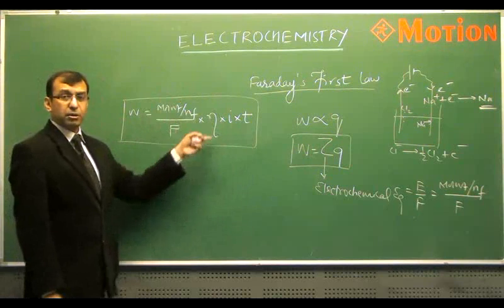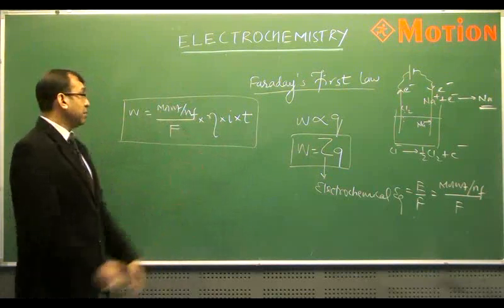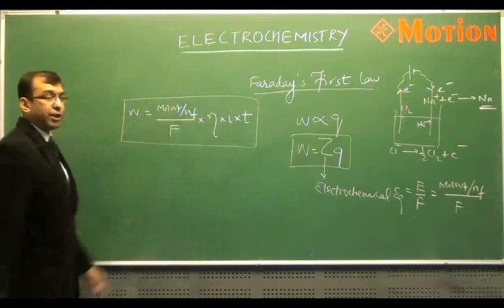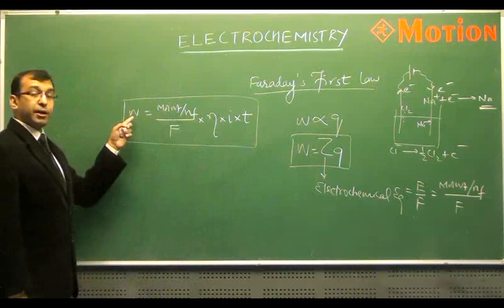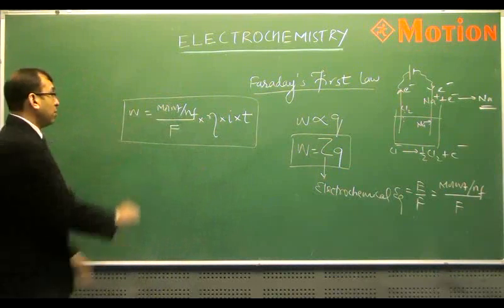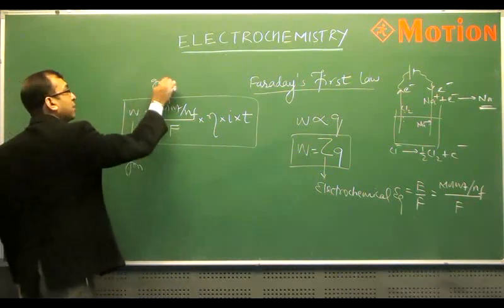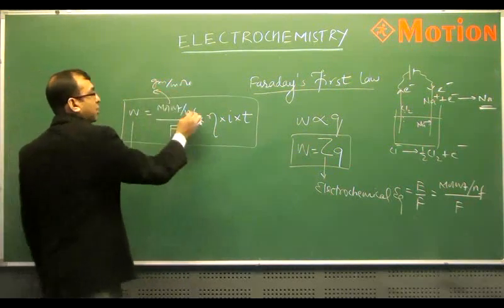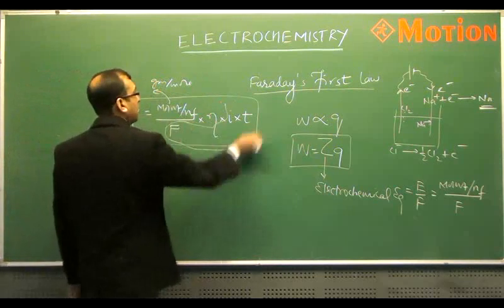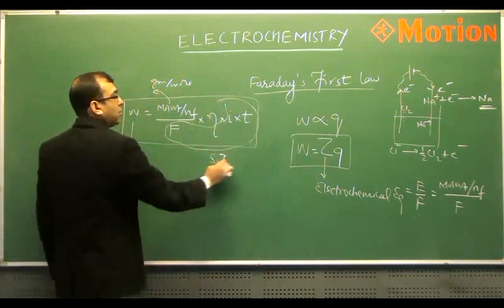If there is a mixing of CGS units and SI units, yes, this is in gram per mole. Normally we take it in gram per mole, so weight will be obtained in gram. Molecular weight is gram per mole. The rest are dimensionless, and all these others are SI units.